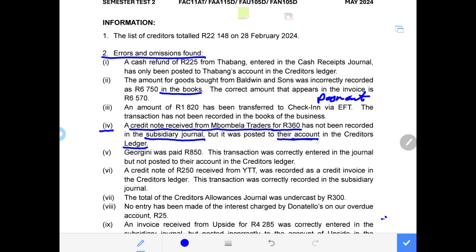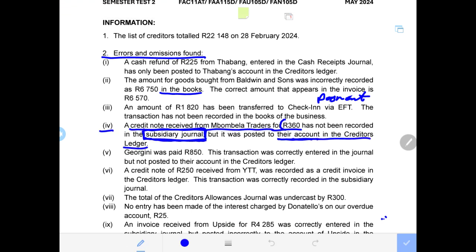So that means their account in the creditors ledger, which is the list of creditors. So that means in the list of creditors it was posted, but in the subsidiary journal it was not recorded or it was not posted. We know that when we record the creditors control ledger account, we record it using the subsidiary journal. So now whenever the subsidiary journal was not recorded, that means in this case the creditors control ledger account will therefore need to be recorded of this entry.